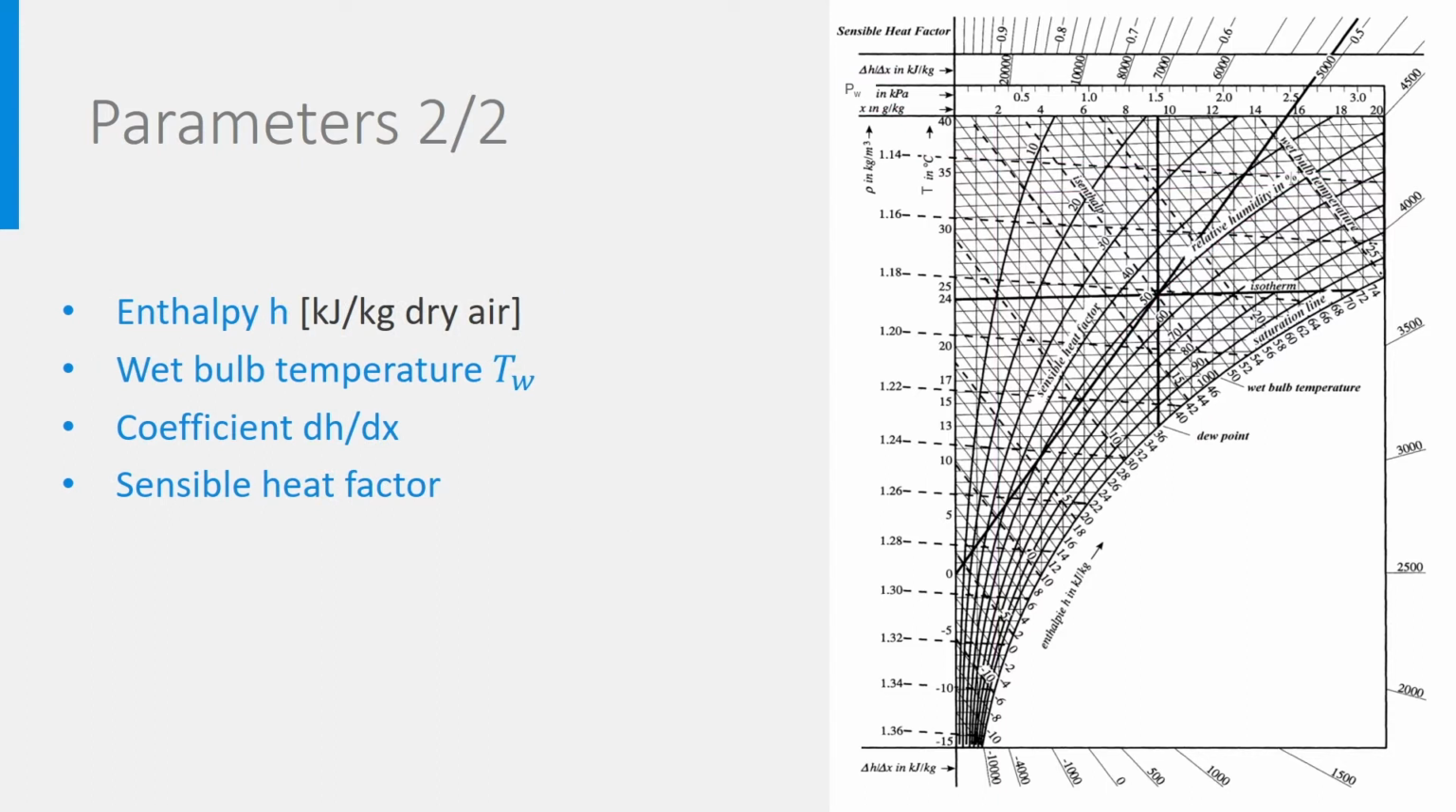In other lectures, we will also consider the following parameters: the enthalpy, that you see here. The values of the enthalpy are plotted along the saturation line. There is also the wet bulb temperature, and something mysterious called the dH over dx coefficient that goes around the complete diagram. And finally, we see above the sensible heat factor.